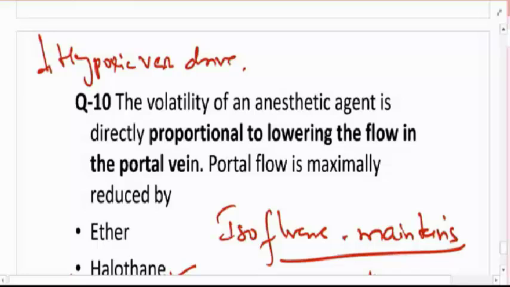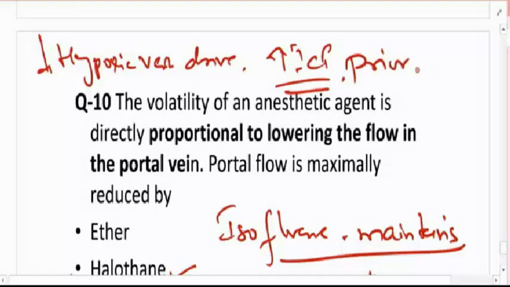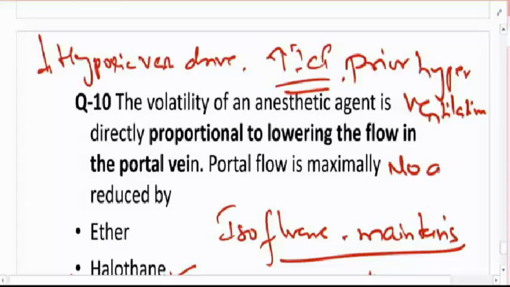Now, in the CNS, it causes an increase in ICP. Whenever you give halothane, there is a cerebral vasodilatation and there is an increase in ICP. Prior hyperventilation is required to prevent rise in ICP. It does not provide any analgesia. I have already told you it is a potent uterine relaxant and therefore used for manual removal of placenta.